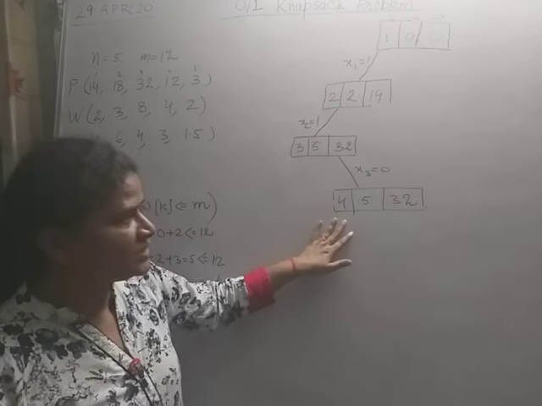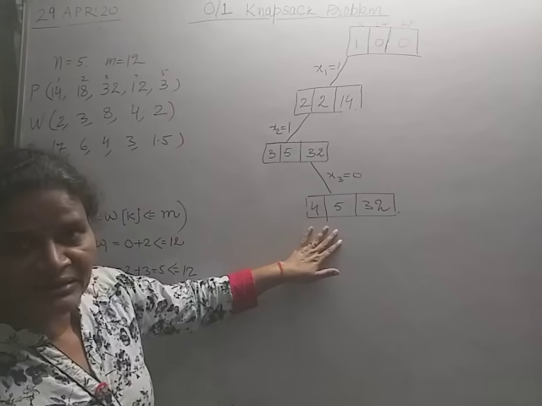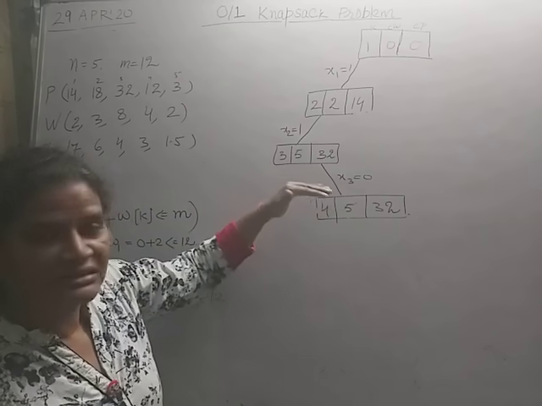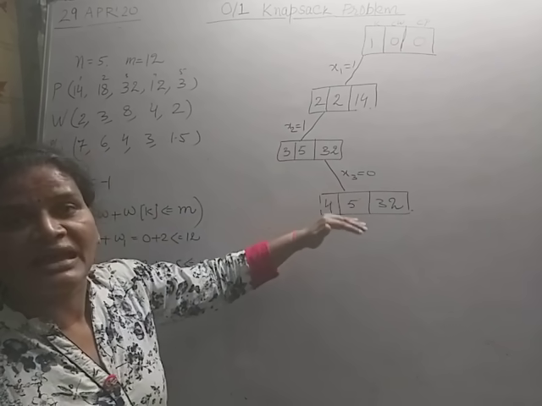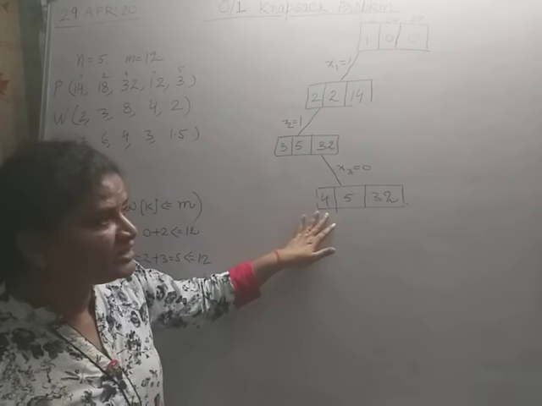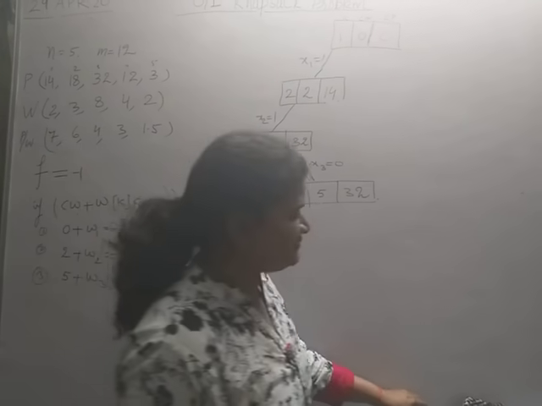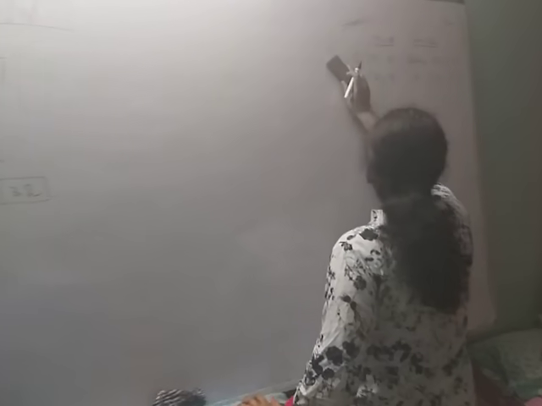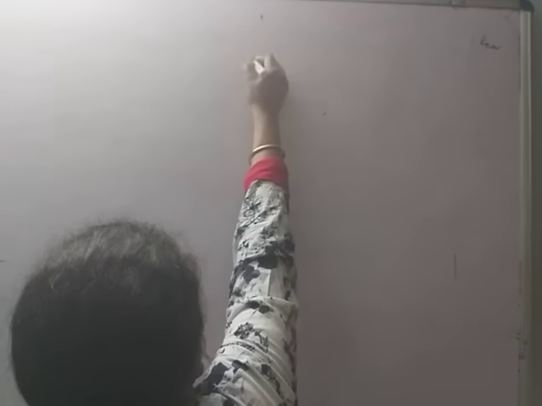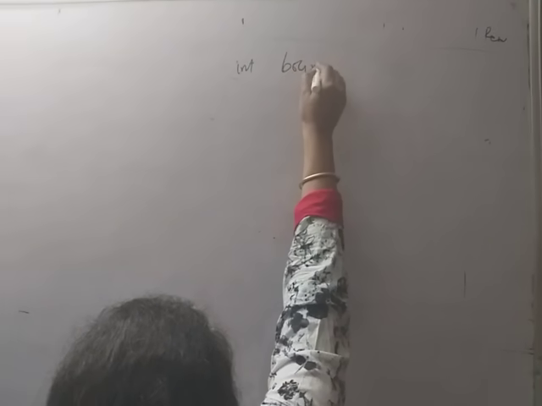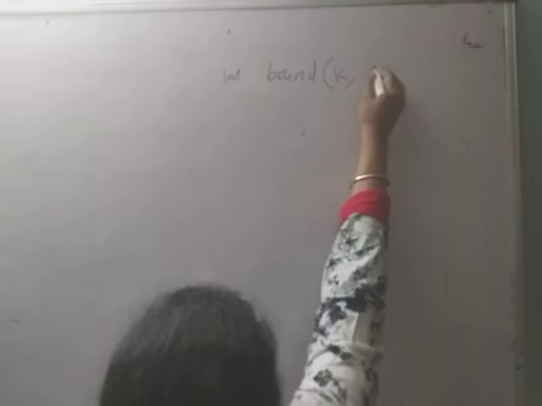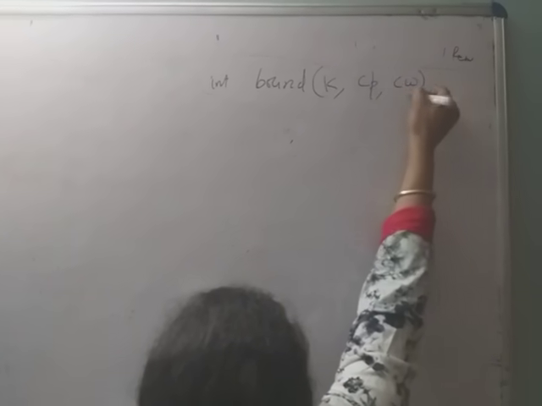Now here the bounding function is required, to decide whether to move downwards or not. For the right branch we apply the bounding function. The bounding function works like this. Here I am writing the bounding function that will return the profit. It is an int function: int bound, and it will take k, cp and cw.